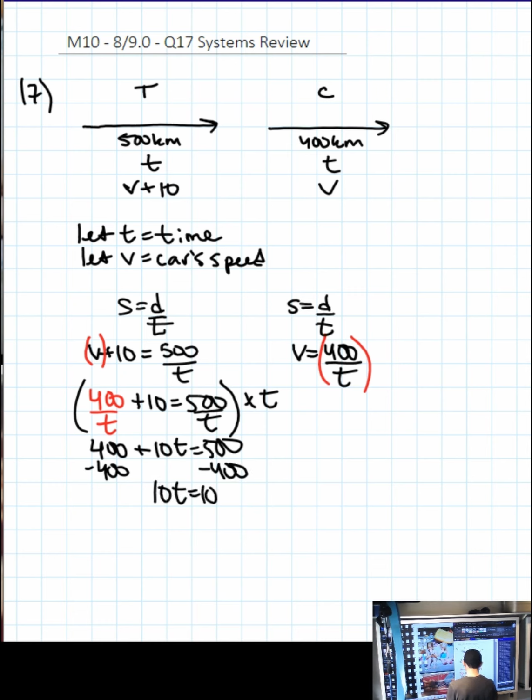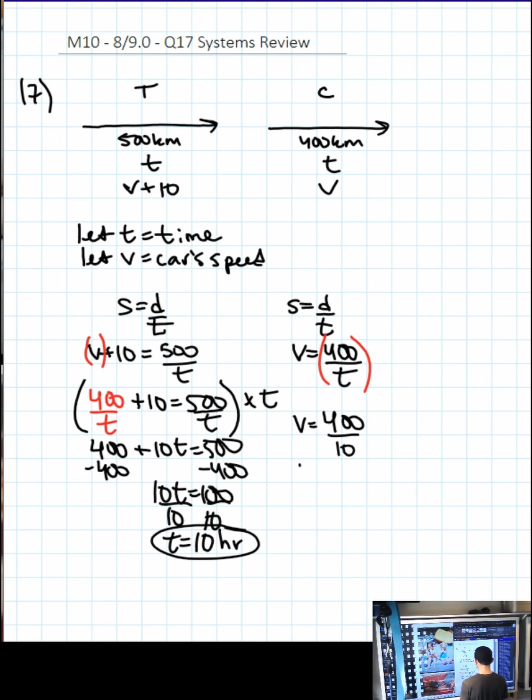10T equals 100. Divide both sides by 10. T equals 10. So we were given kilometers per hour, so this is going to be time in hours. And then let's find the speed of the car. So V equals 400 divided by 10. V equals 40 kilometers per hour. Circle your answer. Again, you could go back and check your answer by taking these values and resubstituting back into the speed equals distance over time equations and make sure that they work.